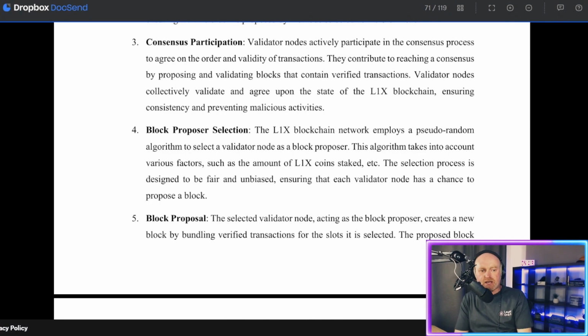Number 3. Consensus participation. Validator nodes actively participate in the consensus process to agree on the order and validity of transactions. They contribute to reaching a consensus by proposing and validating blocks that contain verified transactions. Validator nodes collectively validate and agree upon the state of the L1X blockchain, ensuring consistency and preventing malicious activities.